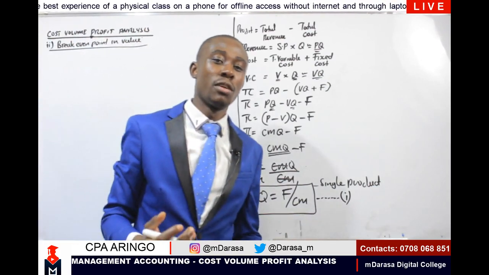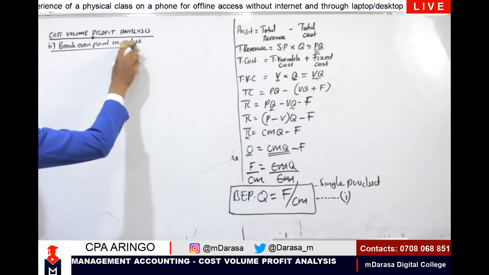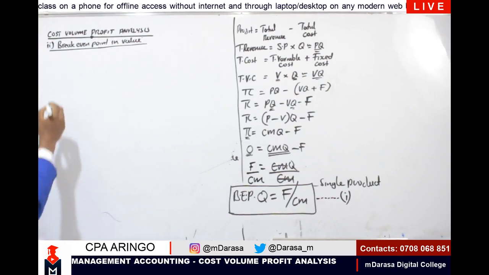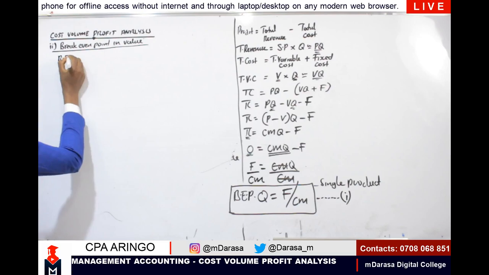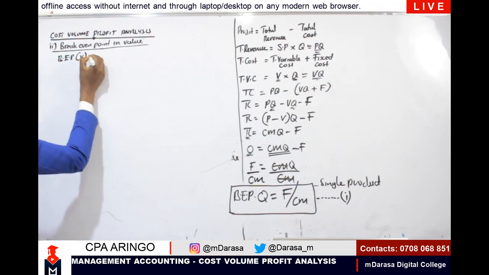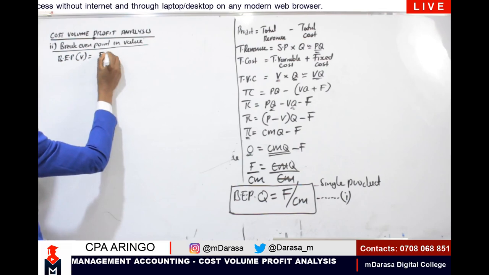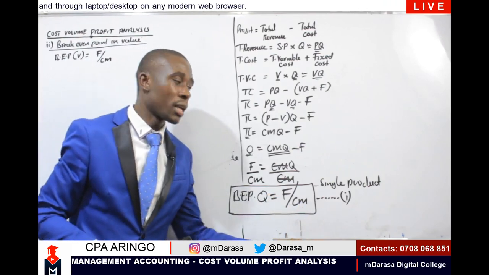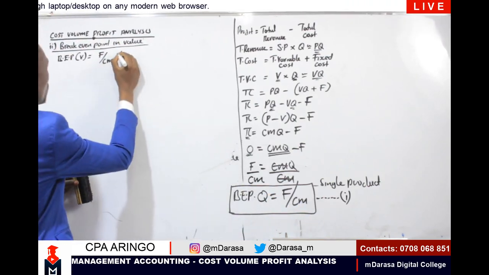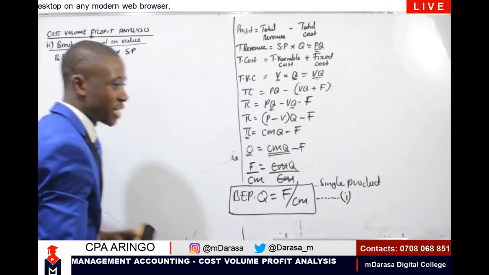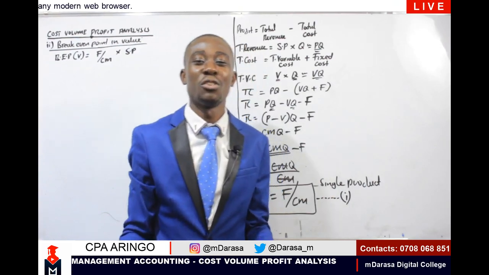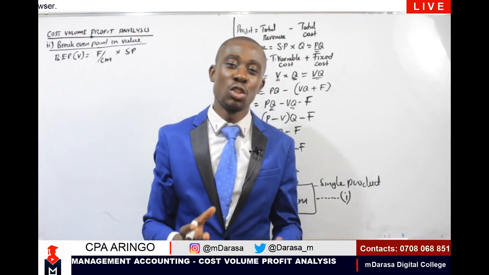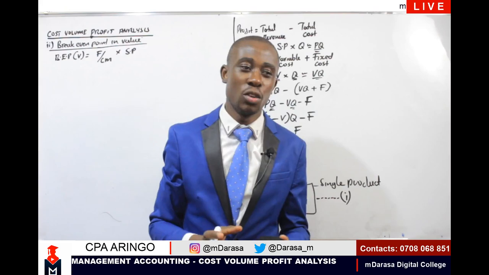So to determine our break-even point in value, this is what you're going to do. Break-even point in value, BEP in value. We are going to take our fixed cost and divide by our contribution margin. Ideally, that is what you determined in equation number one. What I'm going to introduce, my good student, is the selling price per unit. I'm only going to introduce our selling price per unit. That should give us one equation of break-even point in value.